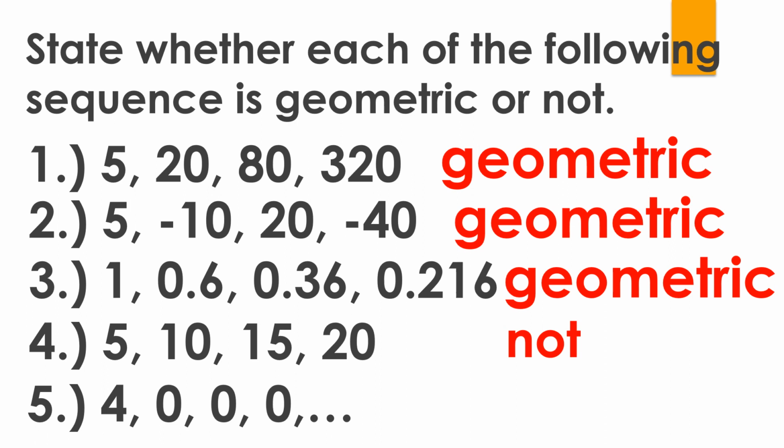And for number 5, 4, 0, 0, 0. The common ratio is 0, yes, but the common ratio must be a non-zero number. So we cannot consider this as a geometric sequence. So this is not a geometric sequence.